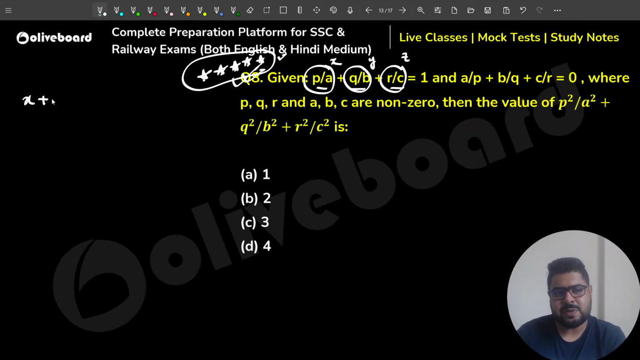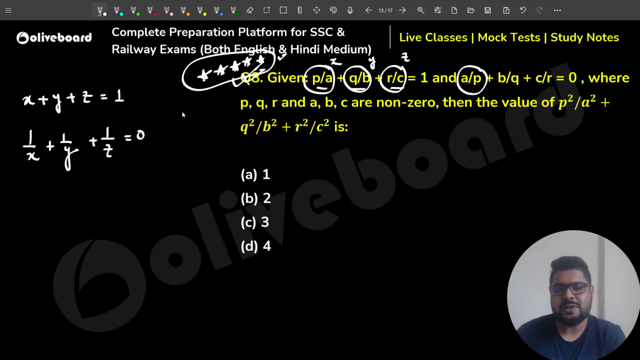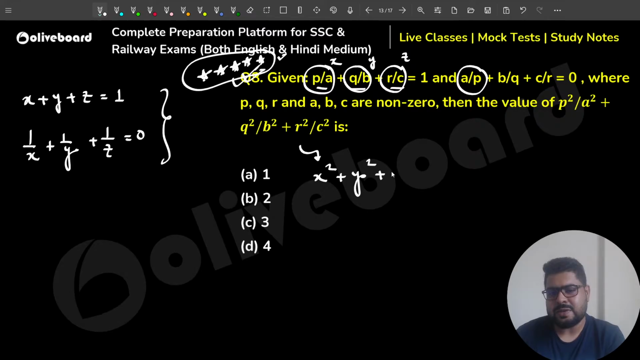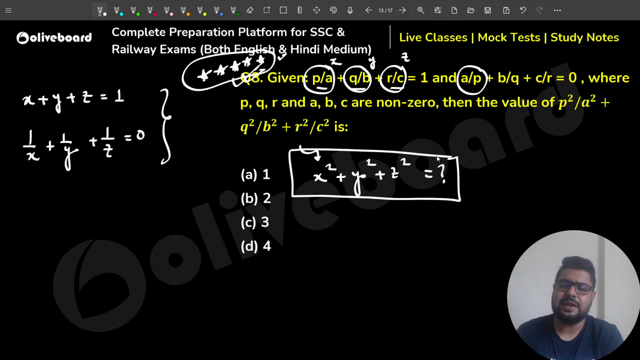X plus Y plus Z is equal to 1. And you see, this is nothing but the reciprocal of this now. So I can write 1 by X, similarly 1 by Y, similarly 1 by Z is equal to 0. And what do I need to find? I need to find the value of X square plus Y square plus Z square. You see, I have transformed this question to a 3 variable question.